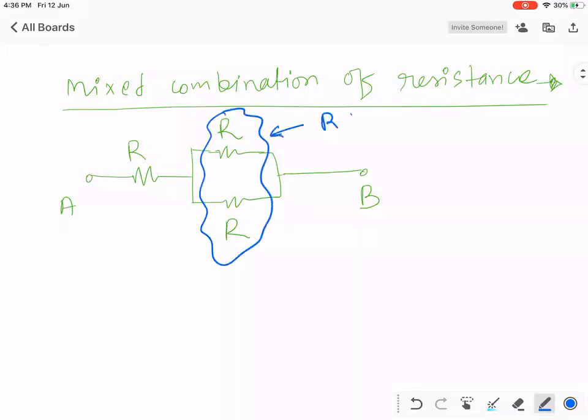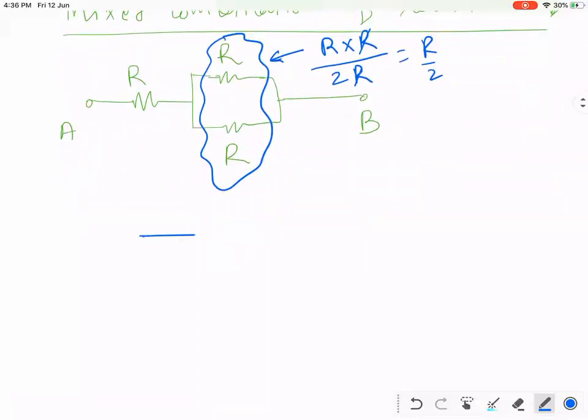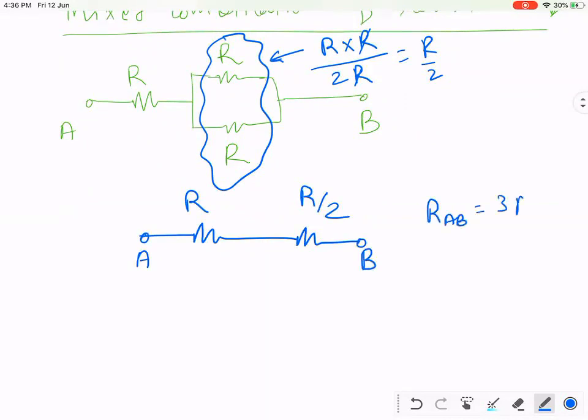Product in numerator and sum in denominator. So you will get R by 2. Okay, R and R by 2. This is R, this is R by 2. This is A and this is B. So you got RAB as 3R by 2.